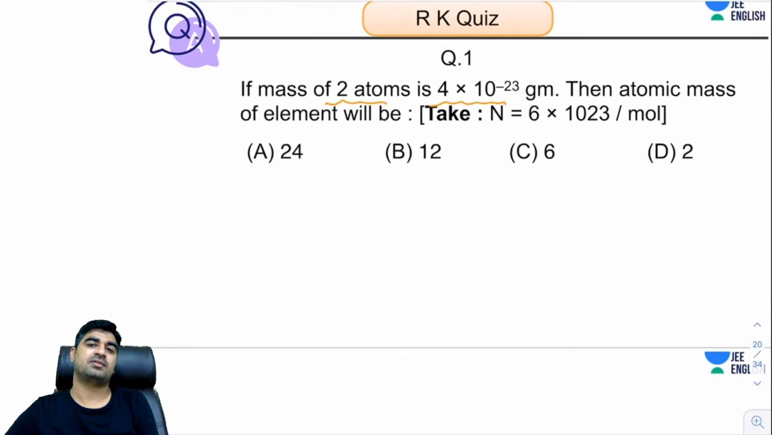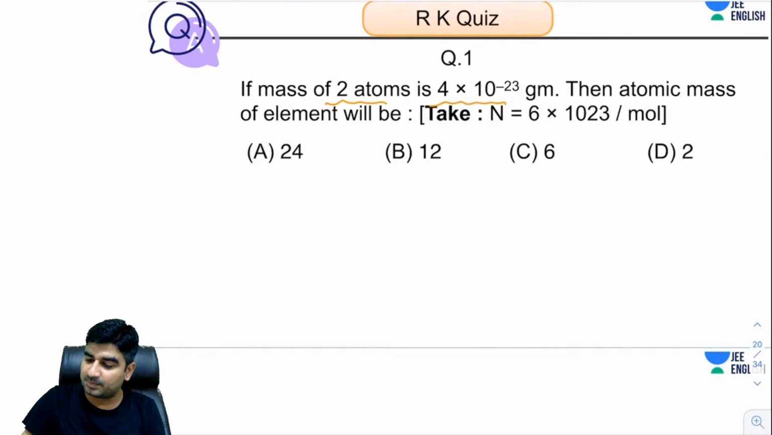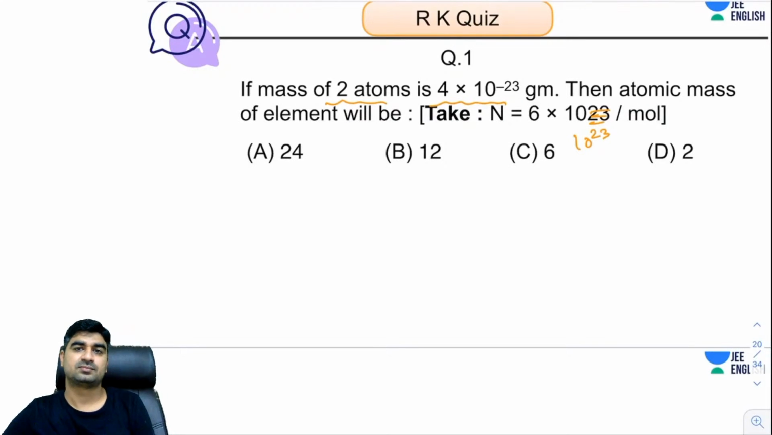Mass of two atoms is given, then atomic mass of an element is, take Na, 10 raised to the power, actually it is 23 per mole. Yes. Now do it. Yes, 10 raised to the power 23. Somil, you are right. Now tell me.